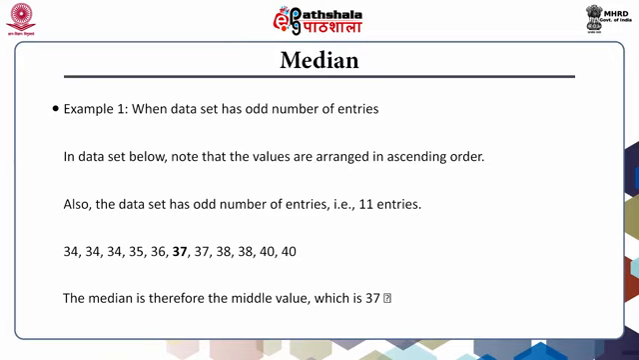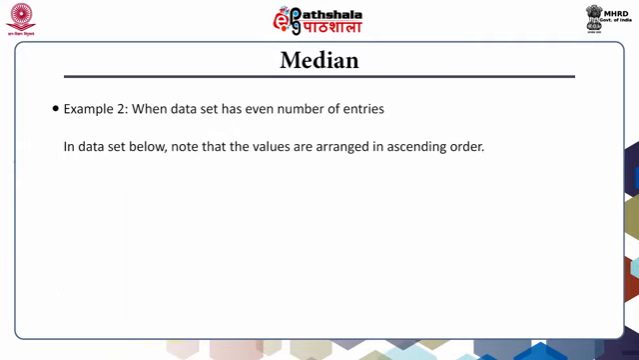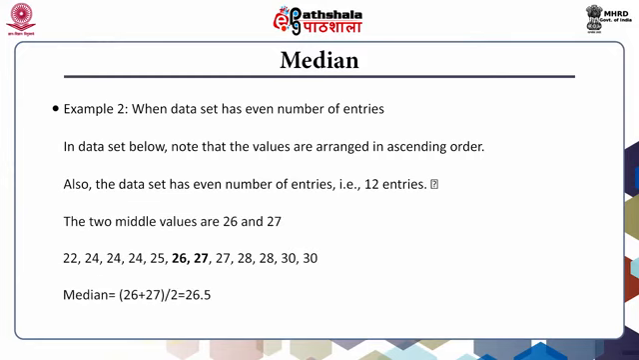In this next set of example, we will see what happens when there are even number of entries. When the data set has even number of entries, it can be again arranged in ascending order. Now we see that there are 12 entries and 2 middle values. Therefore, the median is calculated as sum of the two middle values divided by 2, which is 26.5 in this case.